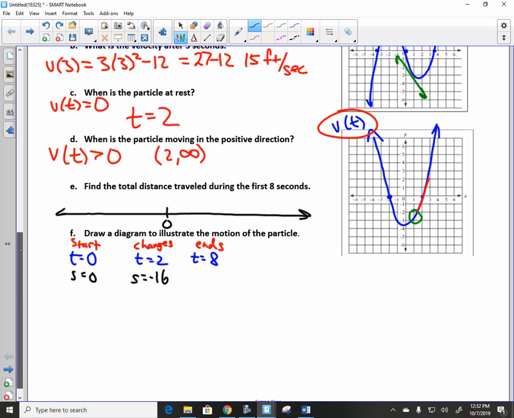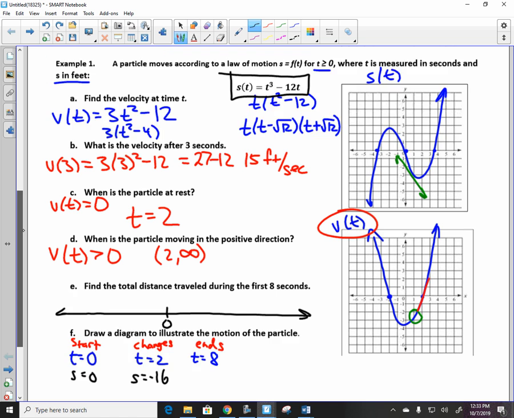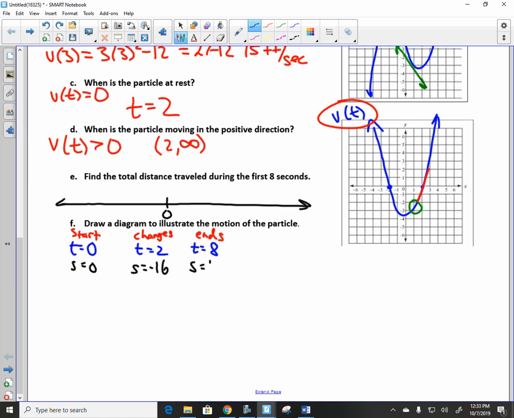Then I'd like to figure out where it is at time 8. I plug in 8 here, 8 cubed. Use your calculator, I think we get 512, minus 96, 416. So its position is 416. Now we're going to put this together so it matches. Okay, I start at time 0. I have negative 16, and I have 416.